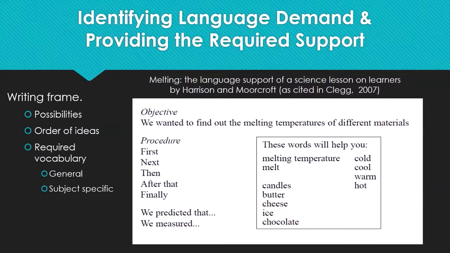Similar in function to substitution tables are writing frames. They can support language demands on students with underdeveloped language skills by offering the possible ways to present their ideas in an ordered fashion, as well as the essential terms to be used in the context.